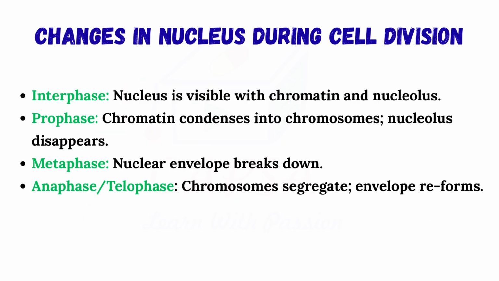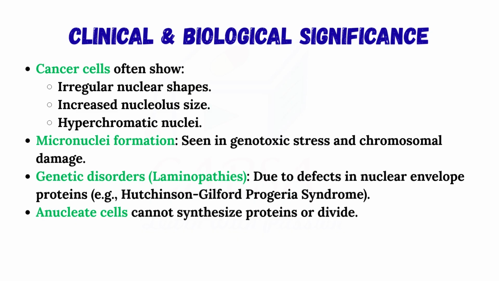During the cell cycle, the nucleus undergoes several changes. In interphase, the nucleus is intact with chromatin and nucleolus visible. In prophase, the chromatin condenses into chromosomes and the nucleolus disappears. During metaphase, the nuclear envelope breaks down. In anaphase and telophase, chromosomes move apart and a new nuclear envelope forms, restoring the nucleus. So, these dynamic changes ensure accurate replication and distribution of genetic material.